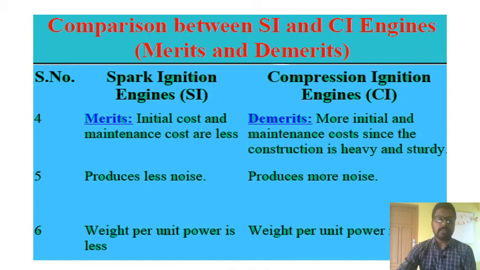And the next point is it produces less noise. The noise level of spark ignition engines is low, while the noise level of CI engines is higher. Actually weight per unit power is less, weight per unit power is more.